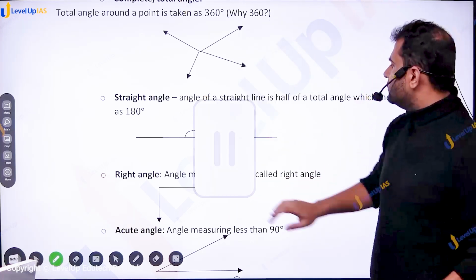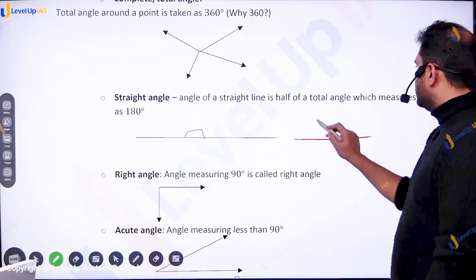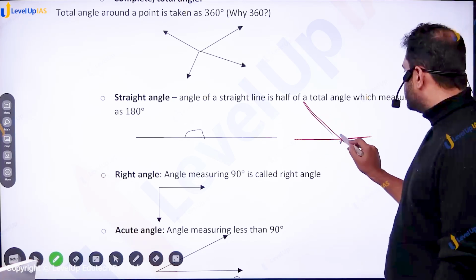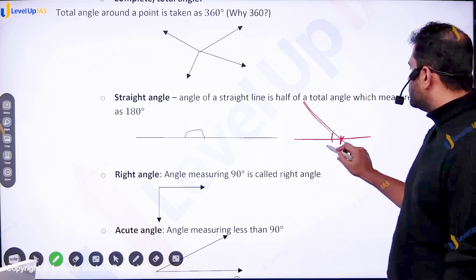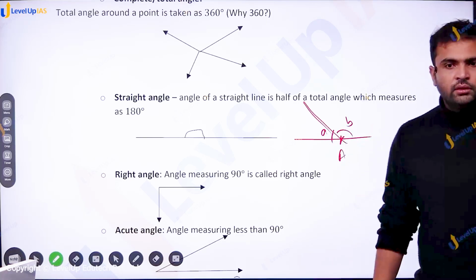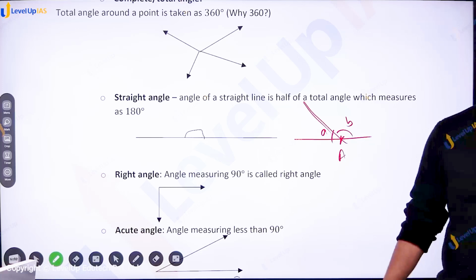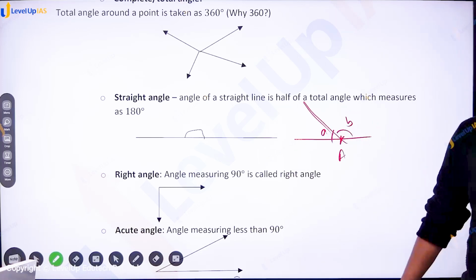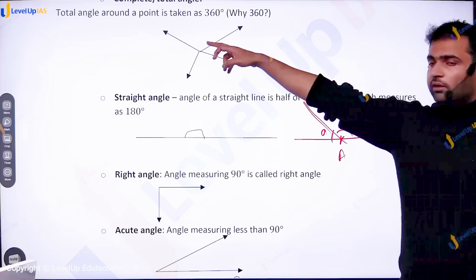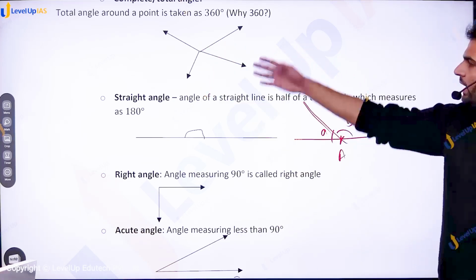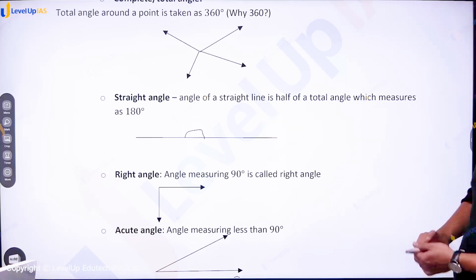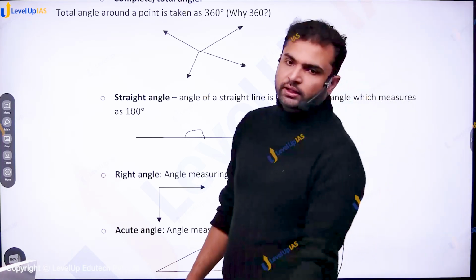So if I have a straight line like this and I have a ray intersecting this, let us say A, then what is this angle plus this angle? A plus B, 180 degrees. That is what we are saying. This is a straight angle, 180 degrees. This small a plus small b would be 180 degrees. Like that, 4 angles sum would be 360 for total angle. Here sum of the straight angles would be 180 degrees.